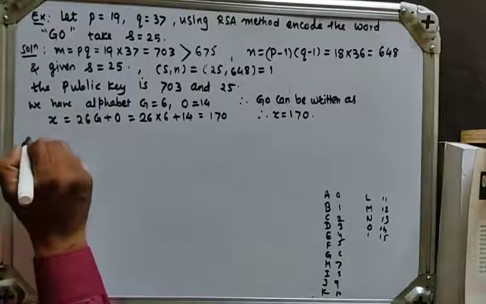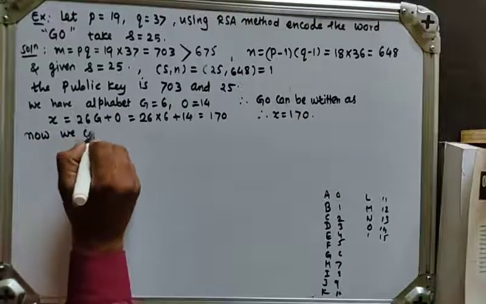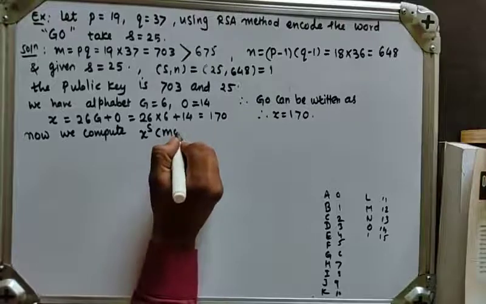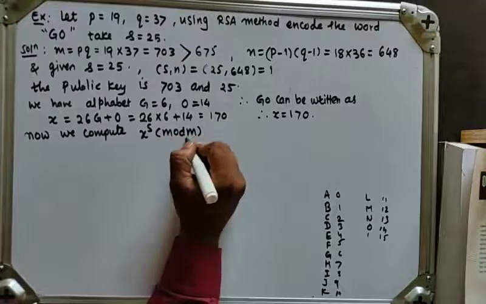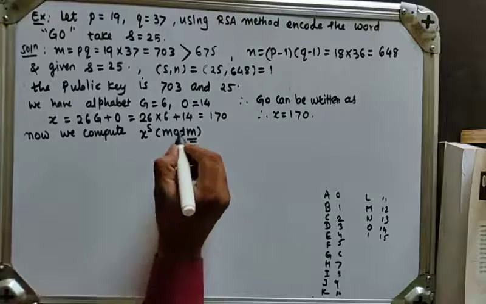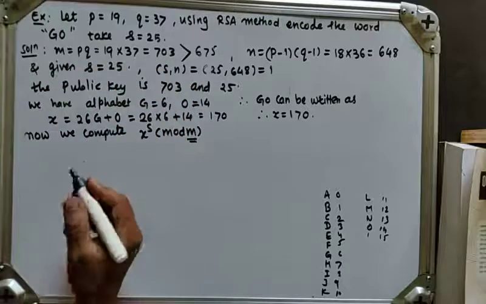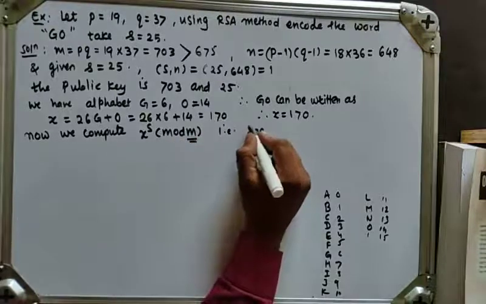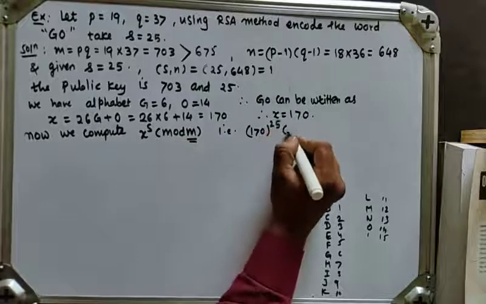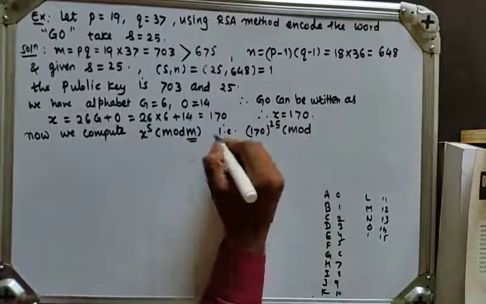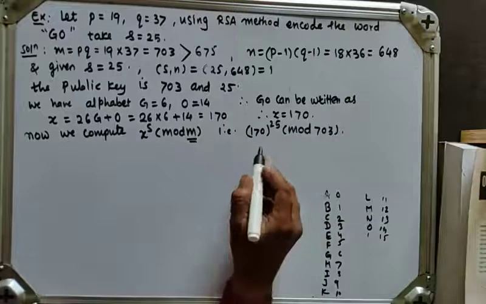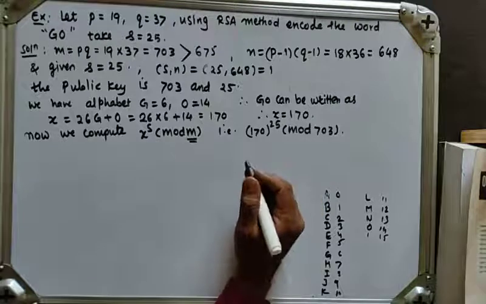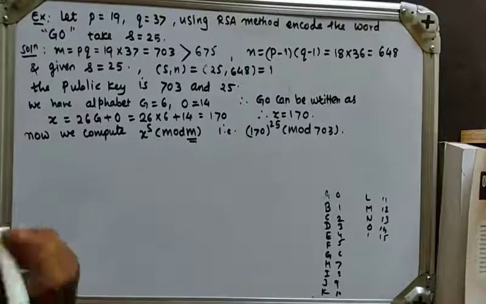Now what we have to compute? We compute the value X raised to S, with the modulo operation M. The value of M is nothing but P into Q, which is 703. So we have to compute X, which is 170, raised to S, which is 25, modulo 703. So calculate 170 raised to 25 modulo 703, and reduce the answer modulo 703.